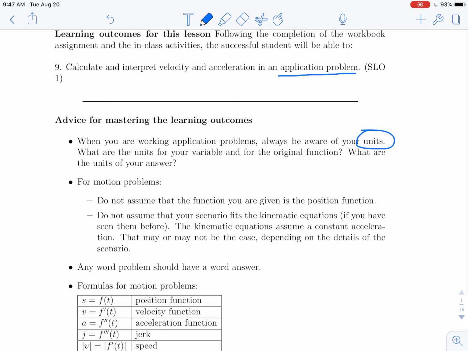For motion problems, first, do not assume that the function you are given is the position function. You have to read the problem carefully to see whether it's the position function or possibly something else.